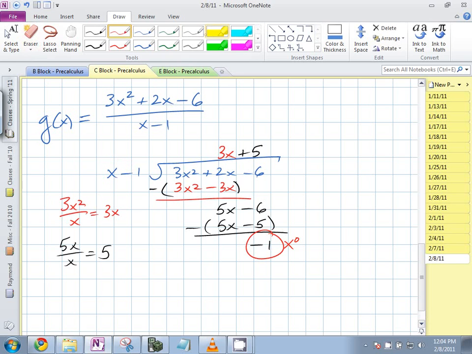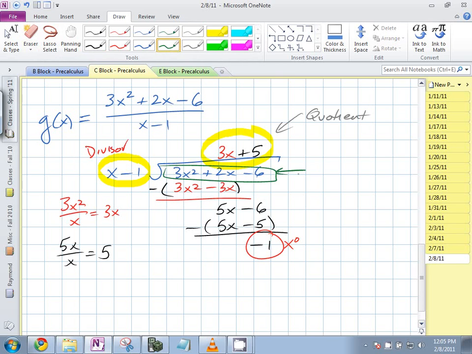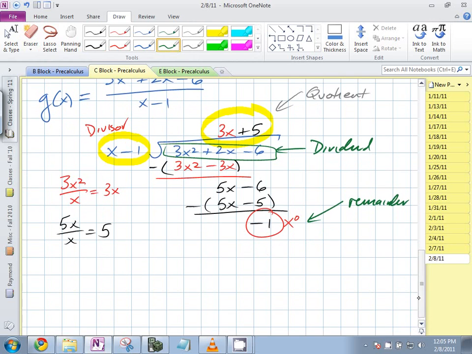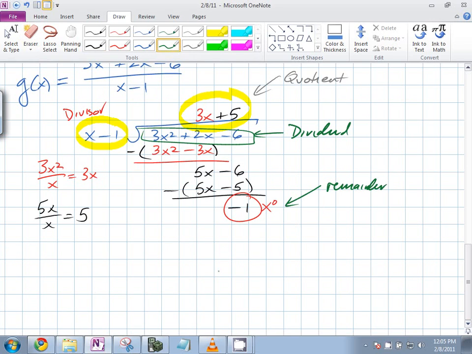So, let's label these. What's this called? What's this called? This is definitely one of those questions on Are You Smarter Than a Fifth Grader? Or fourth grader, who knows? And what's this? Remainder. How would we check this to make sure we did everything correctly?